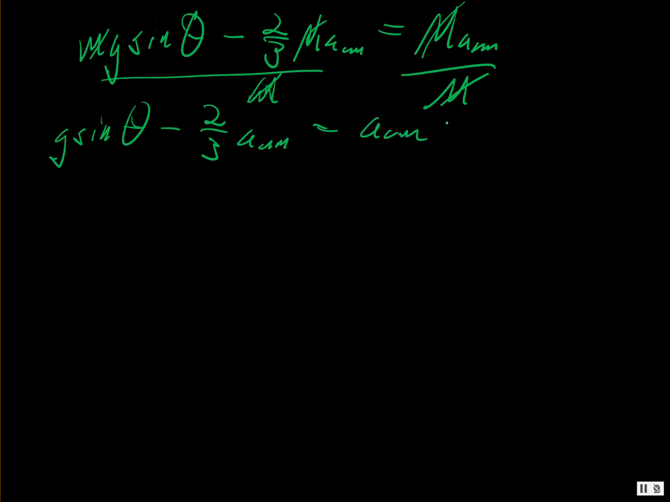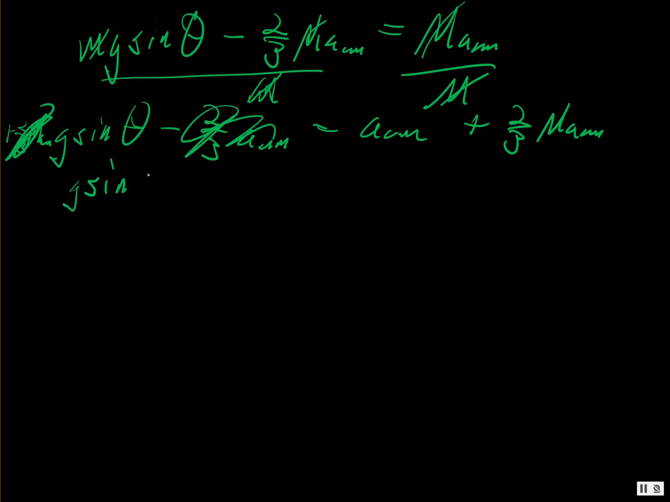Now let's get our like terms on the same side. What are we going to have to do? We're going to add 2/3 a center of mass to both sides. That cancels it out on the left and leaves us with g sine theta equal to a center of mass plus 2/3 a center of mass.